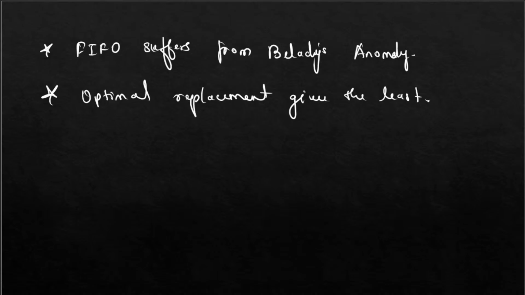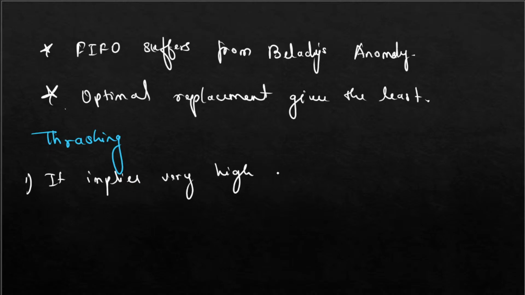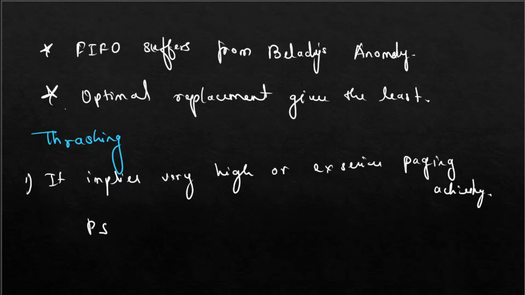We will also treat thrashing. It implies very high or excessive paging activity. So let's say if page size is less, the reference string is high, so page faults are high. This is called thrashing. Frames are low, page faults are high, thrashing will be high.